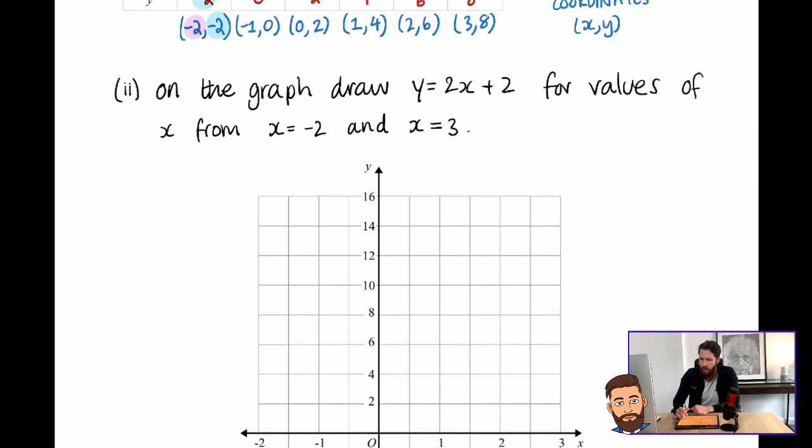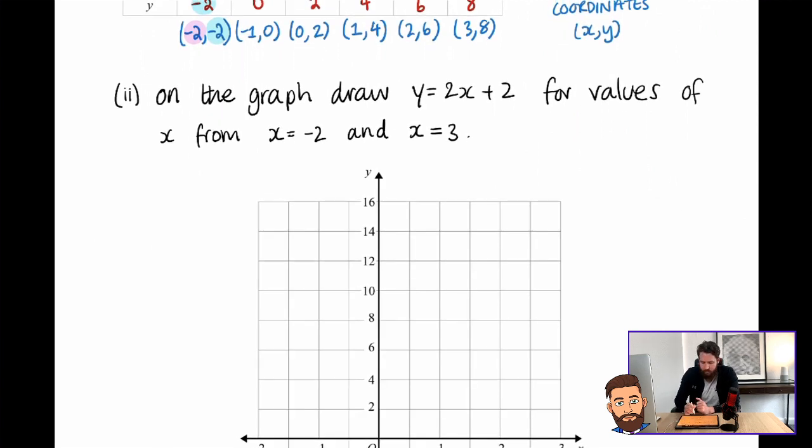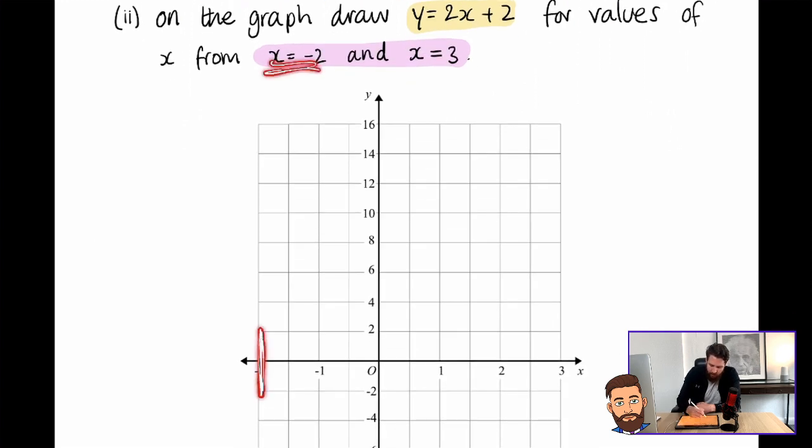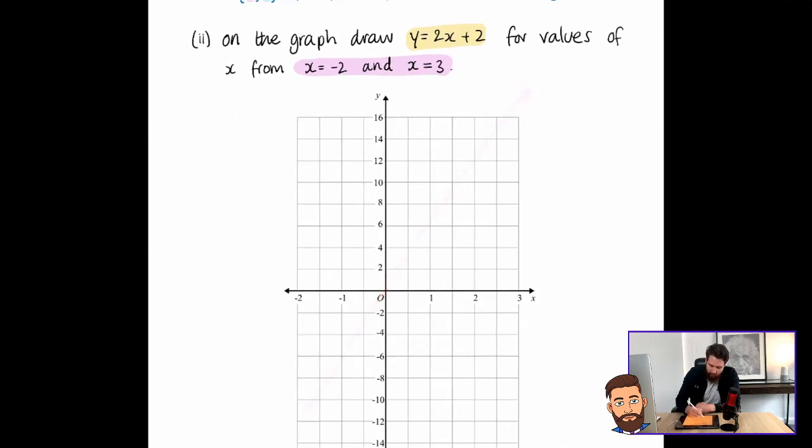part 2. Part 2 says, on the graph, draw y equals 2x plus 2 for the values of x from -2 and 3. Well, what does this last bit mean? This last bit just means that x needs to be from -2 up to 3. So what it means is our straight line needs to go from edge to edge. That's all that means. Our straight line needs to go from edge to edge, not just a little line. It needs to make sure it spans the whole width of the graph. So let's have a look.